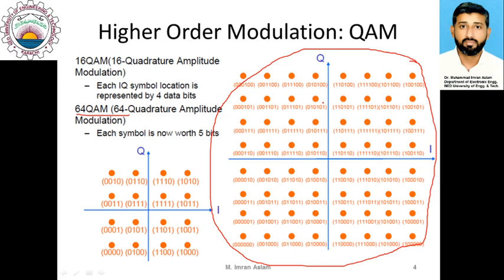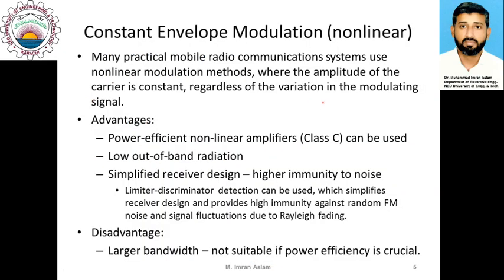So this concludes our discussion on the linear modulation schemes, which have different types, and we briefly discussed different types of linear modulation schemes. Let us now move on to the non-linear modulation schemes, which are referred to as constant envelope modulation schemes. These are called non-linear because the amplitude of the waveform does not change with the modulating signal. So in general the amplitude remains constant.